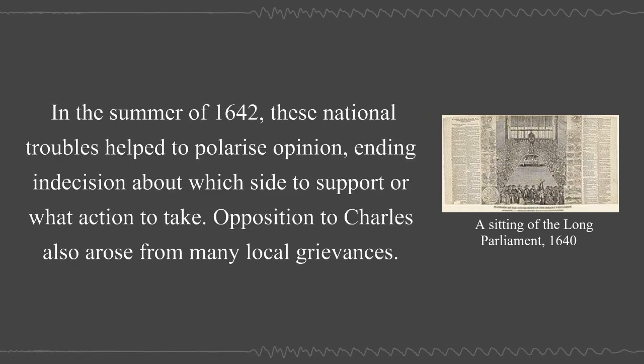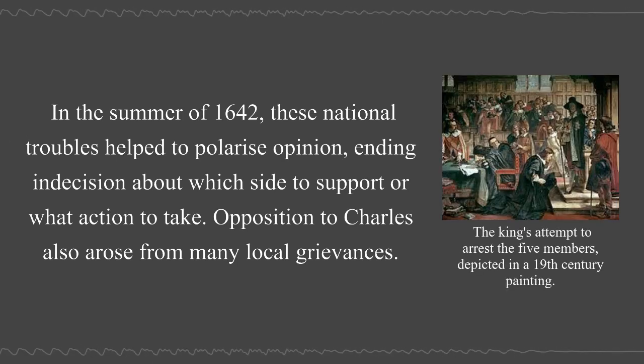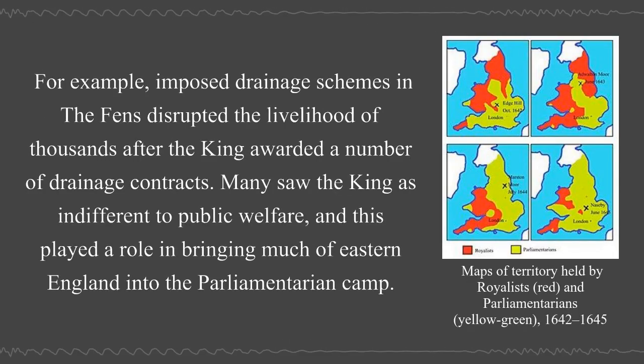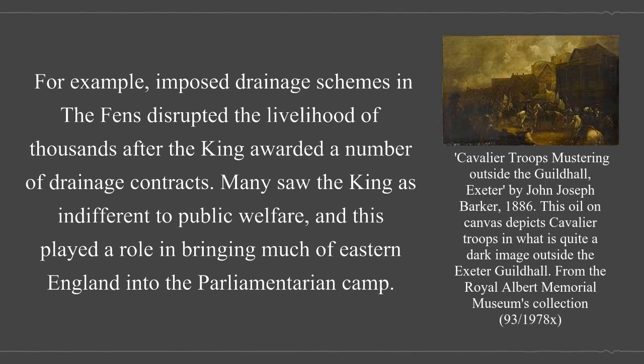In the summer of 1642, these national troubles helped to polarize opinion, ending indecision about which side to support or what action to take. Opposition to Charles also arose from many local grievances. For example, imposed drainage schemes in the fens disrupted the livelihood of thousands after the king awarded a number of drainage contracts. Many saw the king as indifferent to public welfare, and this played a role in bringing much of eastern England into the parliamentarian camp.